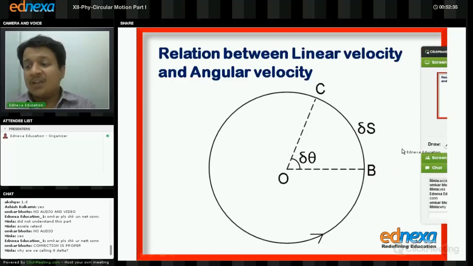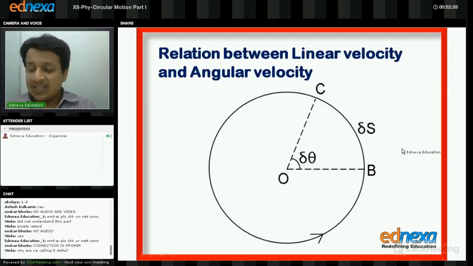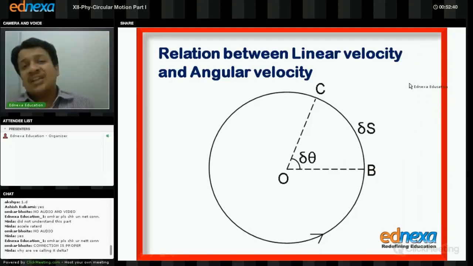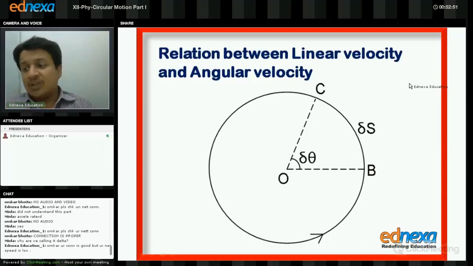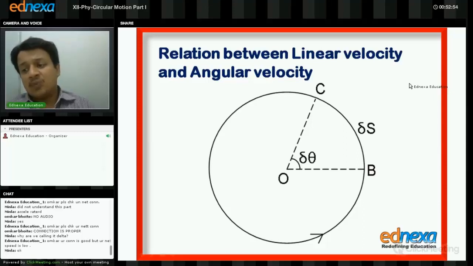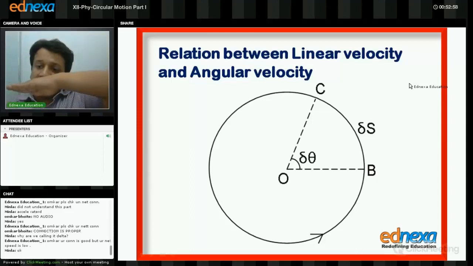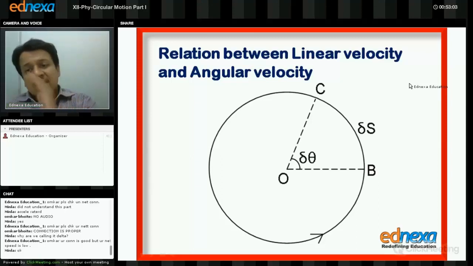A student asked, why are we calling it delta? See, we use the delta letter when things are very small, or when we want to indicate a difference. Is it right? Getting it? So we use delta for very small quantities. Now the radius vector is going to travel from OB to OC. And if it is very small, then we use delta theta or delta S, partial, not complete.